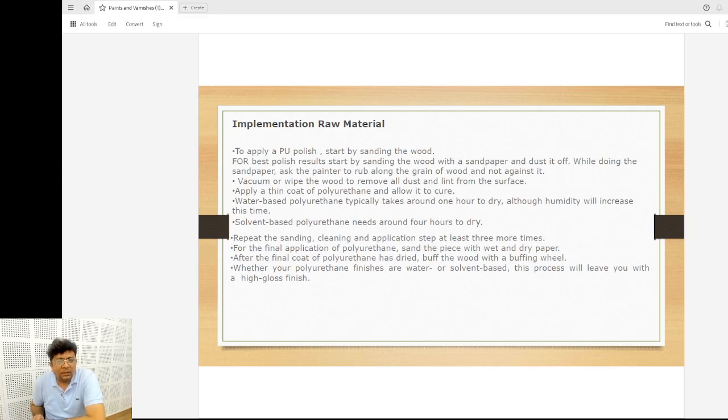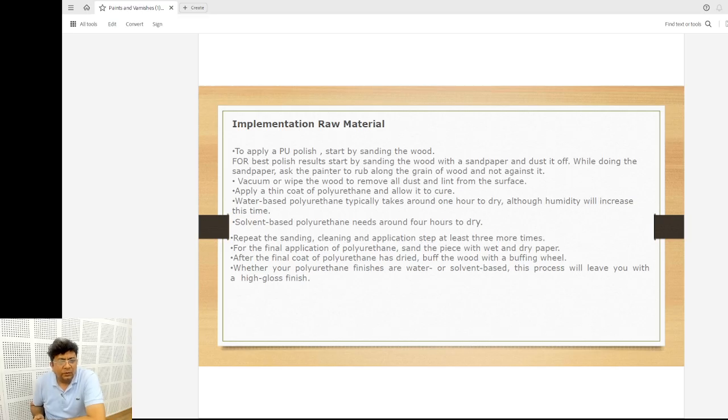Water-based polyurethane typically takes around 1 hour to dry, although humidity will increase the time. It is always recommended to do the polishing work in dry weather conditions. Try to avoid polishing work in humid conditions or during rainy seasons, because if polyurethane is not drying properly, it will not give you the desired result. Solvent based polyurethane needs around 4 hours to dry.